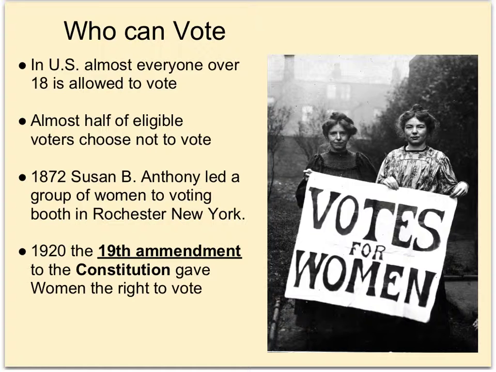In 1872, Susan B. Anthony led a group of women to a voting booth in Rochester, New York. And in 1920, the 19th Amendment to the Constitution gave women the right to vote.